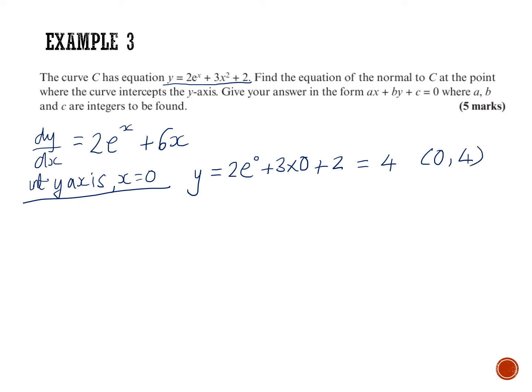Now, we want the equation of the normal at this point. Let's work out the gradient at that point. So at 0, 4, what's my gradient? Remember, this is the gradient of the tangent, isn't it? 2e to the 0 plus 6 times 0. So that's 0. So that's my gradient of my tangent.